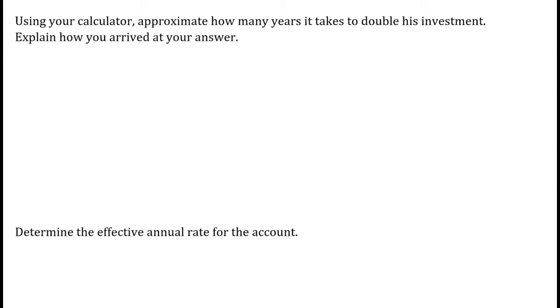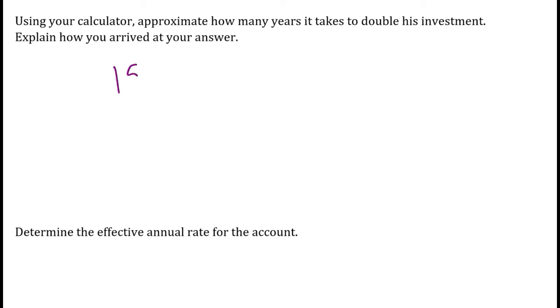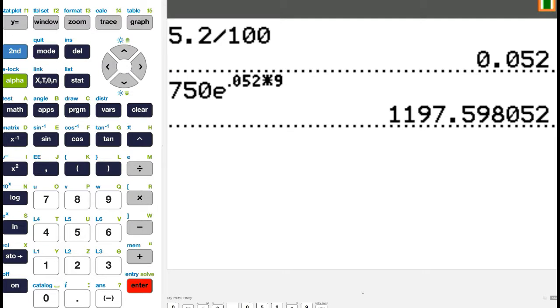Using your calculator, approximate how many years it takes to double his investment. Explain how you arrived at your answer. So Dan's starting with 750. If I want to double that, 750 times 2, I want to know when it gets to 1500. When does 1500 equal 750 e to the 0.052 t? There's a couple ways to do this. I think the easiest way is to graph it.